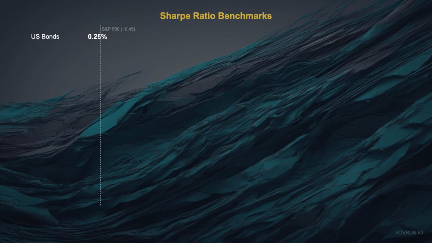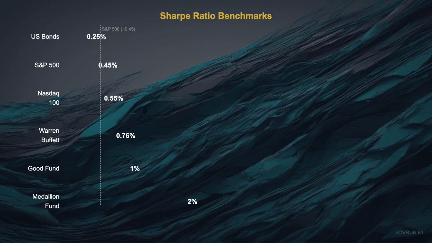So where does 0.80 stack up? US bonds sit around 0.25. The S&P 500 long-term average? About 0.45. The NASDAQ a bit higher at 0.55. Warren Buffett's lifetime Sharpe. An impressive 0.76. A good hedge fund targets 1.0. And the Medallion Fund? Above 2.0. Anything above 1 is considered excellent.